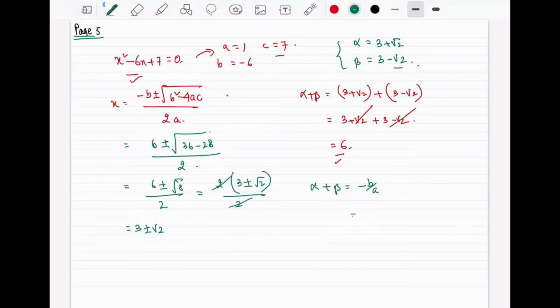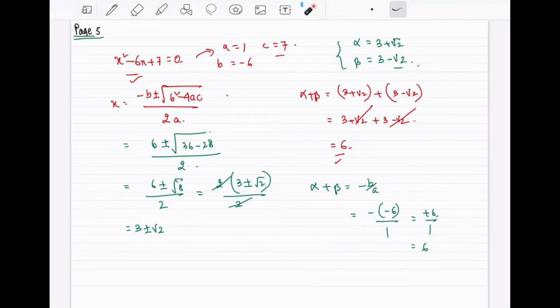So just put in the value. So what are we going to get? Minus, instead of b, we are going to get minus 6 divided by a. A is how much? A is 1. So minus is plus 6 by 1. So we get 6. So no need to calculate alpha and beta first and then you add them later. No need to do that. You just have to use the formula minus b by a, and you already know how we have obtained minus b by a, right? So same value is obtained.